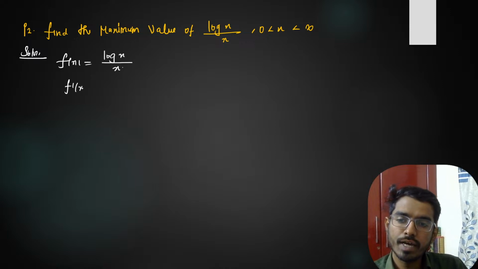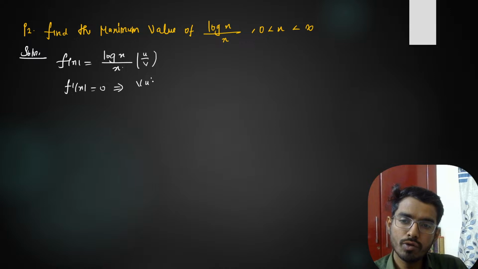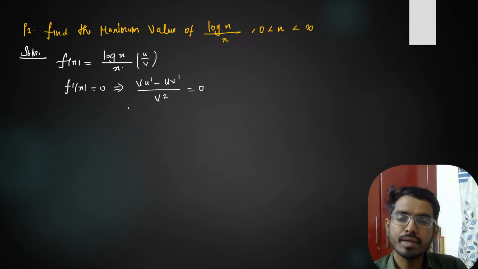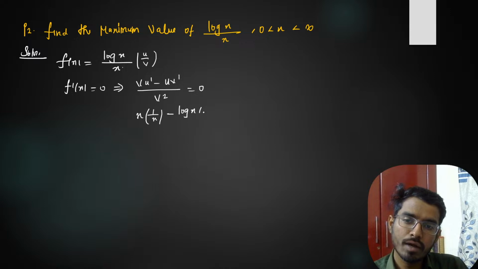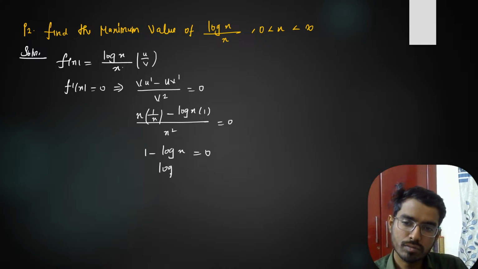Now we will find f dash of x equal to 0. So we'll differentiate this. So this is u by v. So v into u dash minus u into v dash whole divided by v square is equal to 0. So x into derivative of log x is 1 by x, minus log x, derivative of x is 1, whole divided by v square is equal to 0. So that means 1 minus log x is equal to 0. Log x is equal to 1, right?